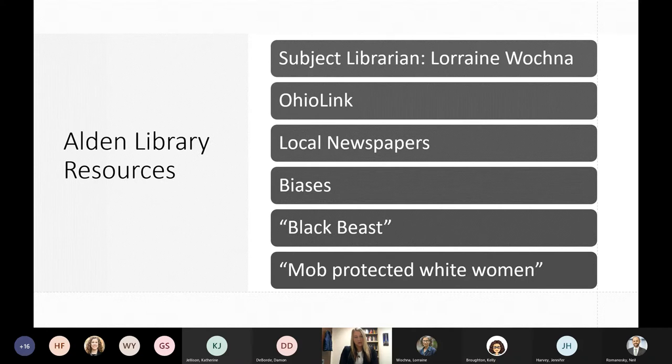There were a number of local newspapers I found, some being the Athens Messenger, the Athens Journal, and the Logan Hocking Sentinel, just to name a few, but I just kept finding biases. There was the automatic assumption of Christopher Davis's guilt of this crime, and they referred to him as the Black Beast and described the mob's actions as protecting white women and this group of brave, bold men, justifying the mob's actions and defaming Christopher Davis's name, which is a commonality across lynchings throughout the U.S. It was the automatic assumption of Black guilt and justification for this extrajudicial murder.